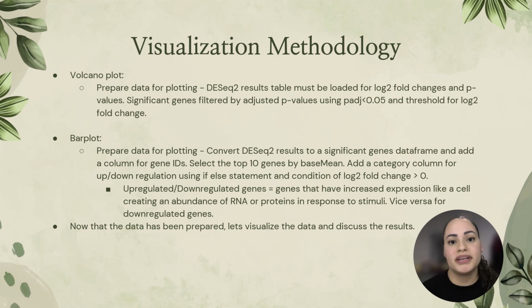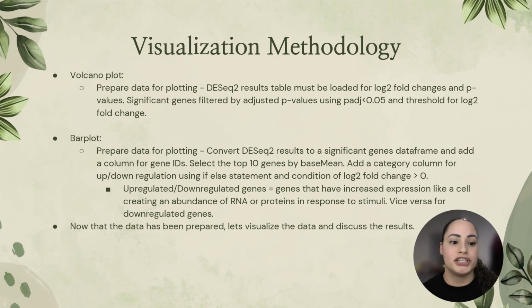So now that we had completed our alignment, our quantification, and complex analyses like differential gene expression analysis, we could finally put together a methodology for our visualizations. So our first visualization would be the volcano plot. The data was prepared for this using the DESeq2 results table, which is then loaded for log2 fold changes and p-values. Significant genes were filtered by adjusted p-values using padj less than 0.05 and a threshold for log2 fold change.